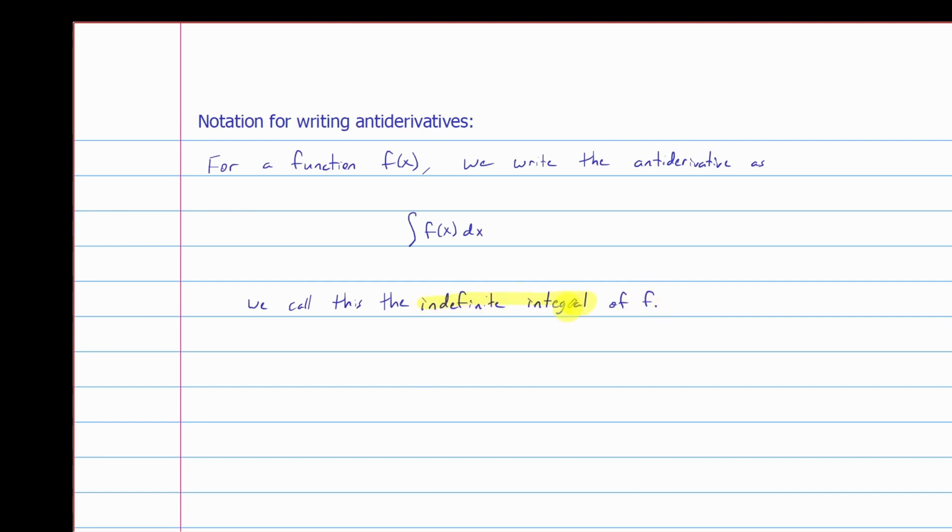Okay, so some pieces that I want to point out. Here I have an elongated s. This is my integral symbol. And it doesn't work on its own. It needs to also have this differential with it.